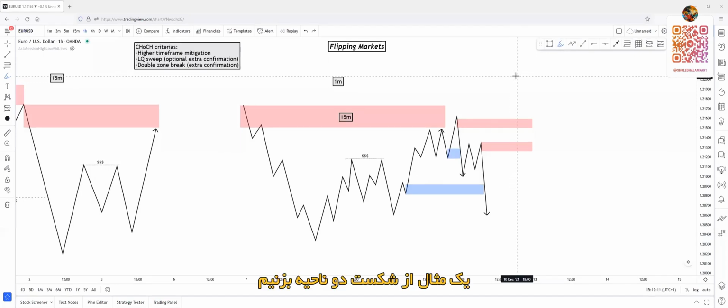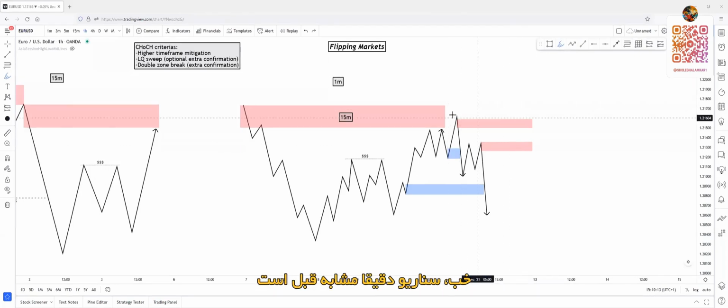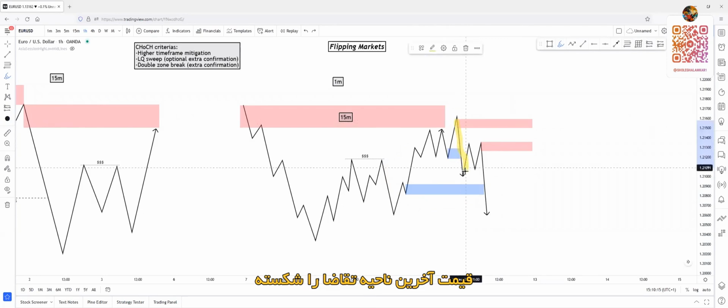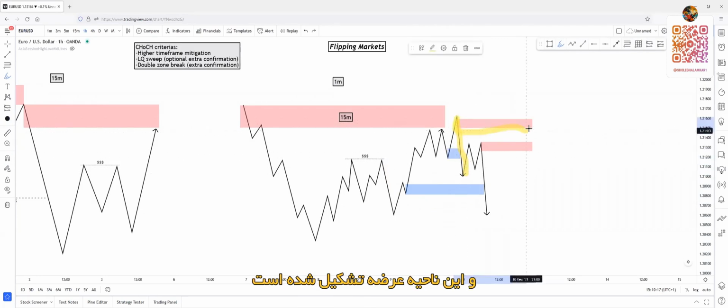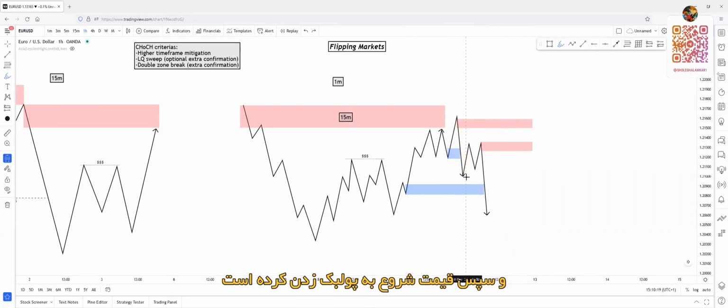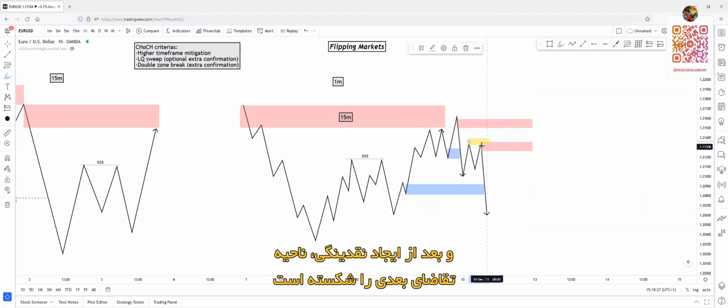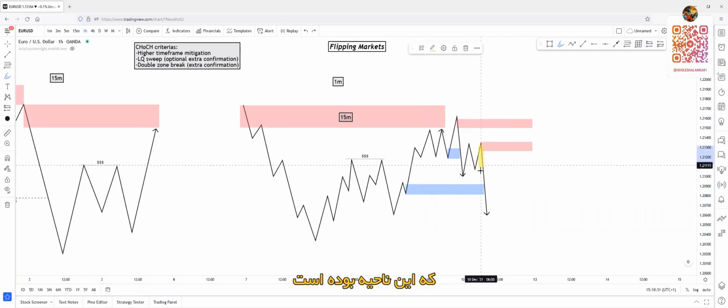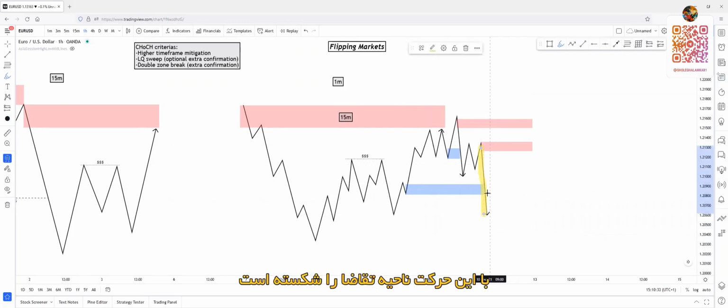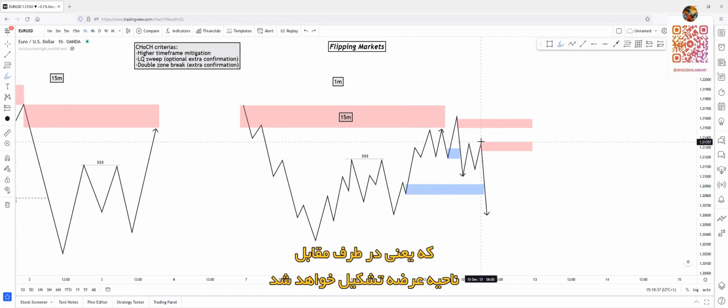Okay, let's see an example for the double zone break. So the scenario is the same. Price broke through the last demand zone, which is this one, and created this supply zone. After this, price started to do a pullback here, but it couldn't mitigate the upper zone. Instead of mitigating the upper zone, it created liquidity. And after the liquidity creation, it broke through the next demand zone, which is this one. It broke through this demand zone with this movement. So a zone has been broken. This means an opposite sign zone will be created, which is this supply zone.